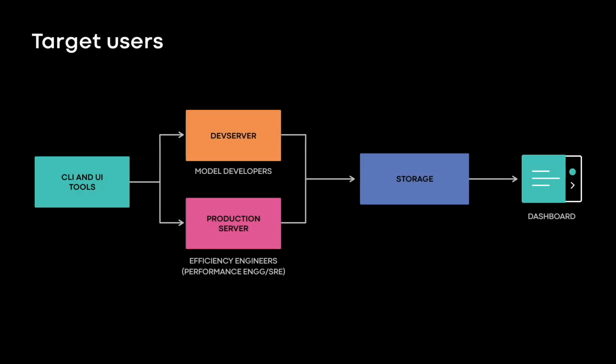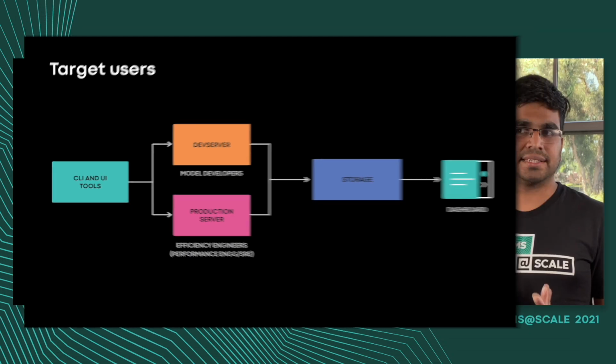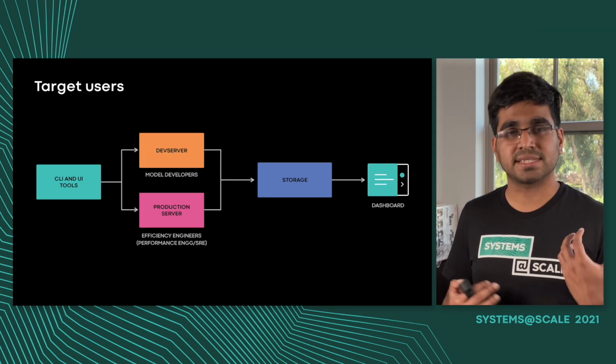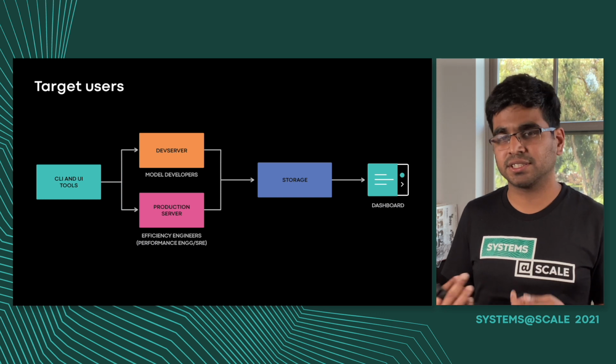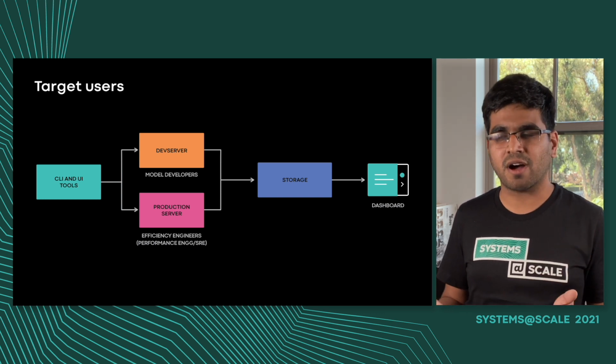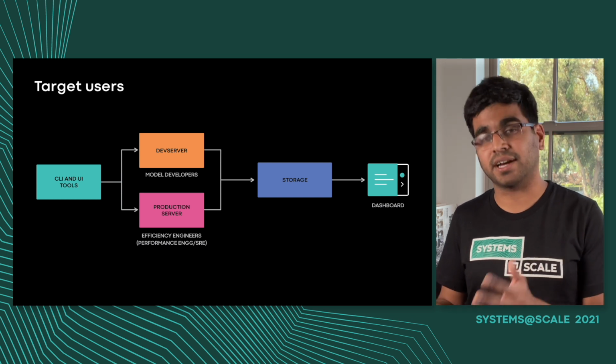So we took the native tracing capabilities of the accelerator and built a system on top of it. The idea was to serve two types of users. One were people developing new models, tinkering with them and making them run faster. The second were production engineers and software and efficiency engineers trying to debug why a model is running slow in production as well.